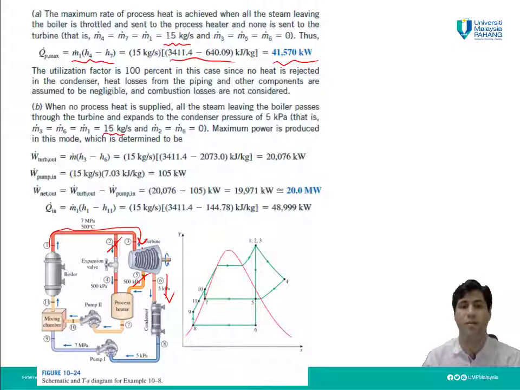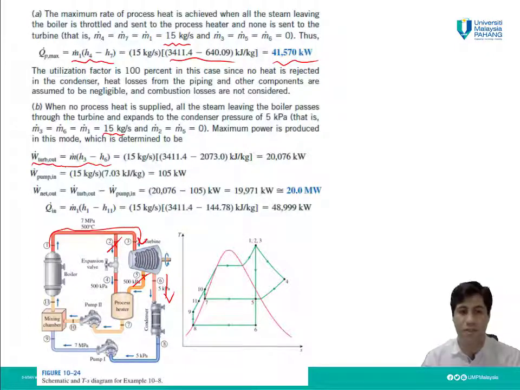All of the mass is introduced to the turbine, the condenser and so on. So in this case, we have a simple Rankine cycle. The maximum power produced in this mode can be calculated by this equation. W dot turbine is simply like what we had for the Rankine cycle: W dot turbine is equal to m dot times (h3 minus h6), the mass flow rate to the turbine times the change in the enthalpy or energy of the turbine.